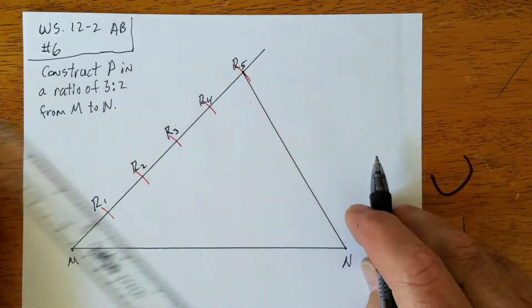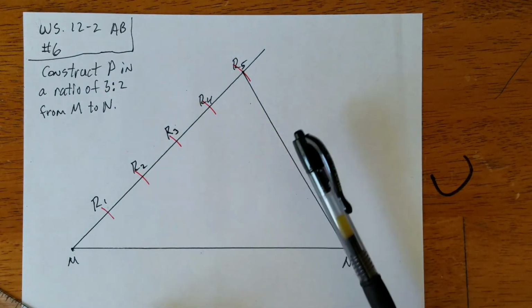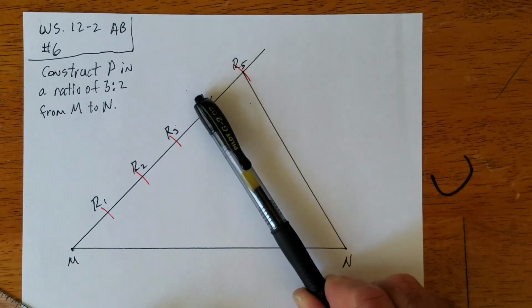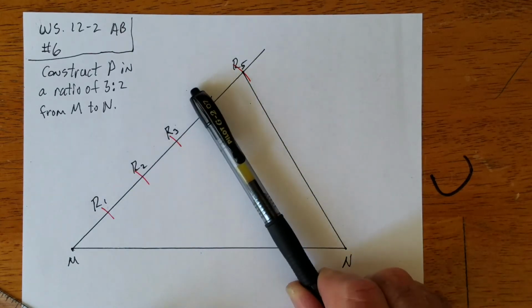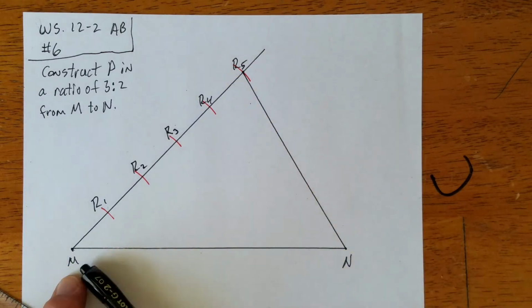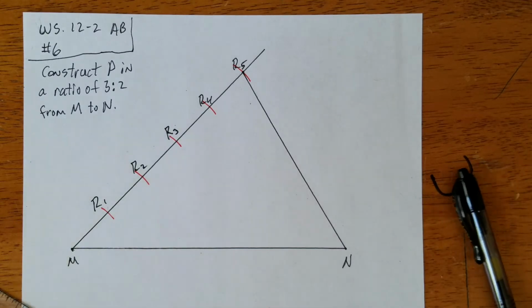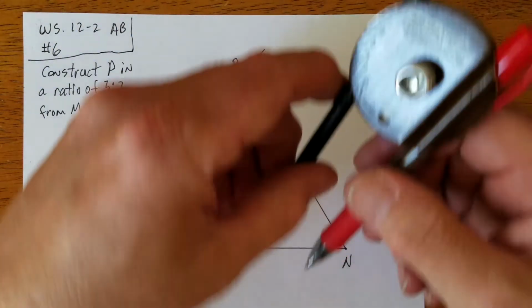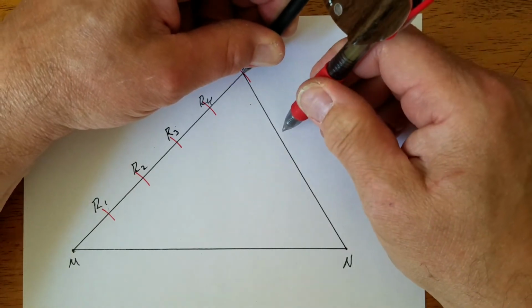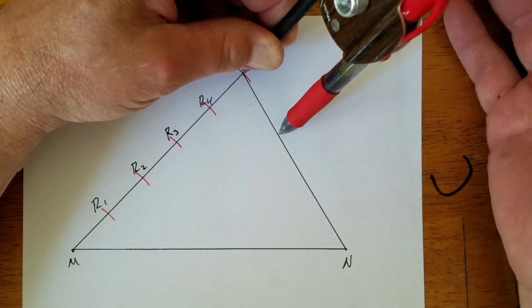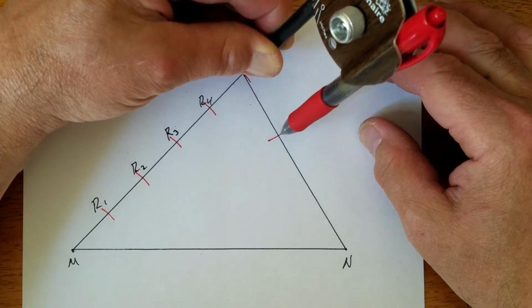Then the objective would be to construct parallel lines to this line through R4, R3, R2, and R1. And by doing that, the parallel lines will subdivide segment MN into 5 congruent parts. How do you do that? You start with your compass at R5, and you can measure any length. So you can adjust it to whatever radius you want and make an arc.